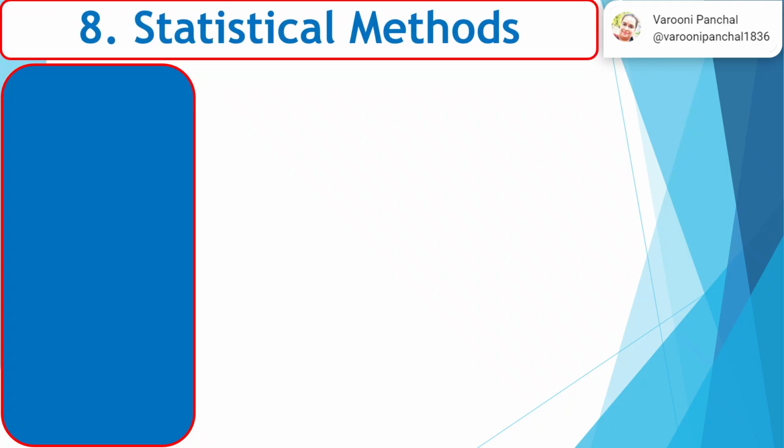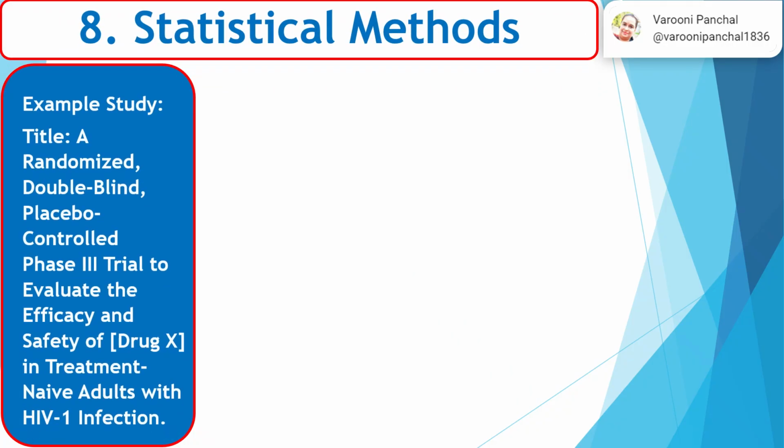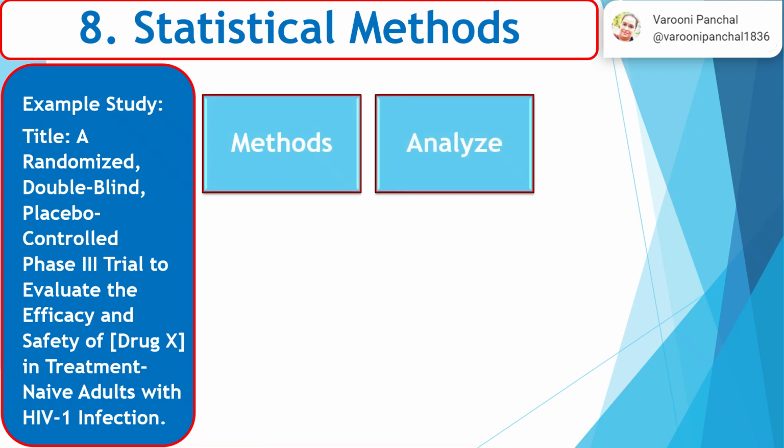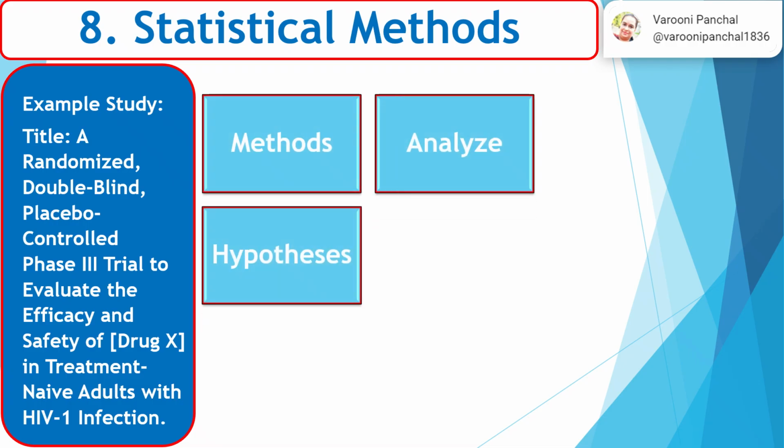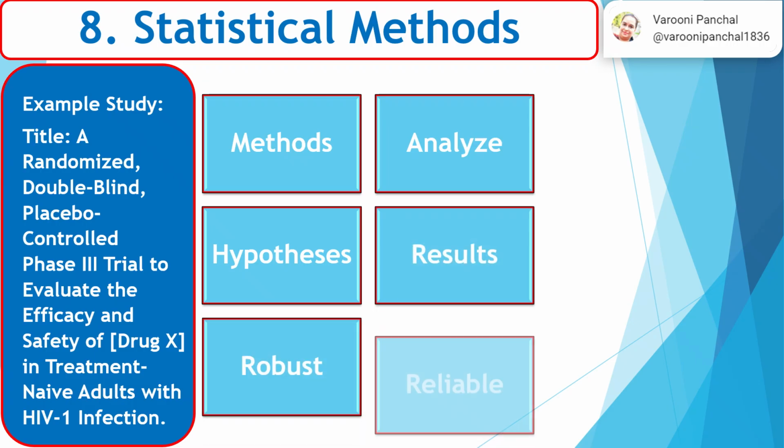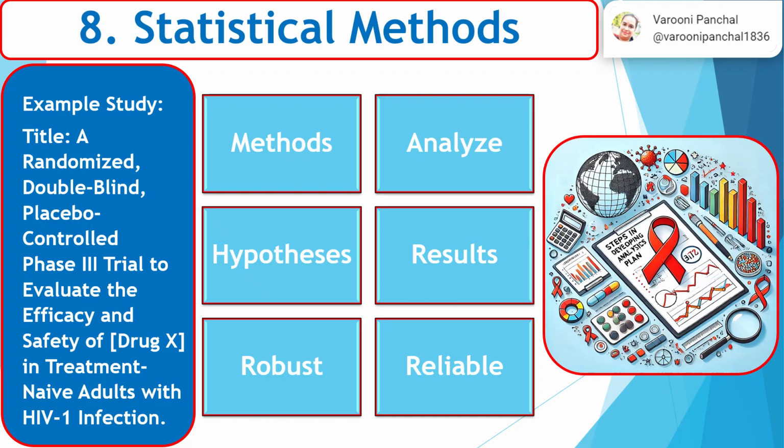Number 8. Statistical methods. Example study. Title: A randomized, double-blind, placebo-controlled Phase 3 trial to evaluate the efficacy and safety of Drug X in treatment-naive adults with HIV-1 infection. The statistical methods section outlines the techniques used to analyze the data generated in the trial, ensuring the hypotheses are tested appropriately and the results are robust and reliable. In HIV clinical trials, statistical methods are crucial for determining the efficacy, safety, and long-term outcomes of a drug.